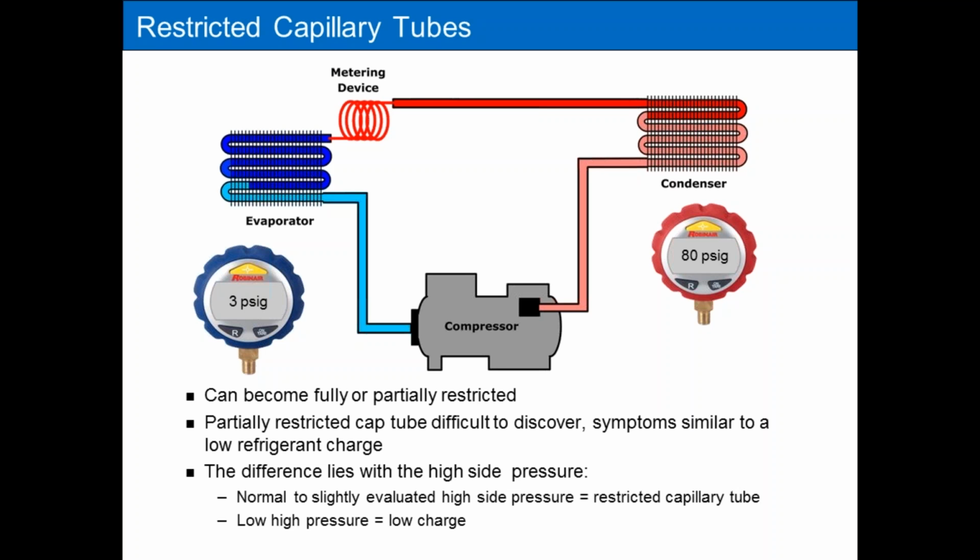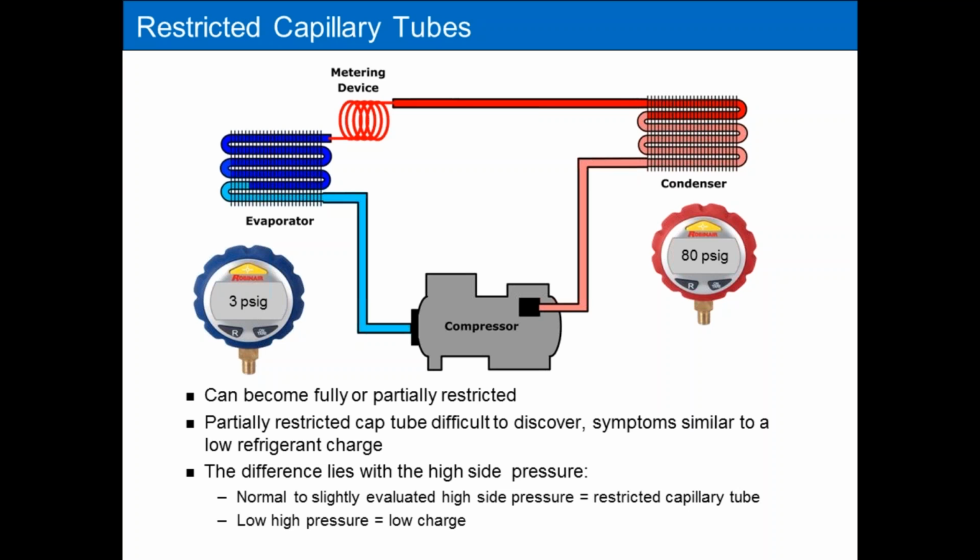But the tell is on the high side. With a plugged capillary tube, your high side pressure will be normal to slightly elevated. With a loss of refrigerant, it's going to be low. So your high side is the tell on whether it's a plugged capillary tube system or not. Low suction pressure is going to be low in both scenarios. It's your discharge pressure that's going to tell you.